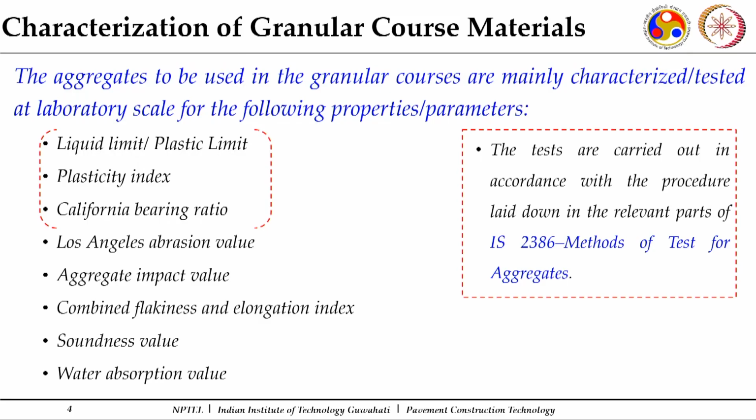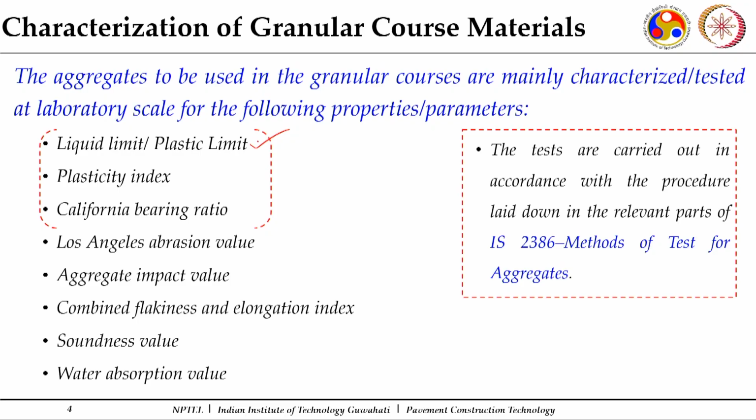So, when it comes to the characterization of granular course materials, there are some standard test protocols which are followed to check the suitability of the materials to be used in granular course construction. For this, the following parameters are normally evaluated: the liquid limit, plastic limit, plasticity index and the California bearing ratio. This part we already discussed when we discussed the characterization of materials for use under the subgrade construction.